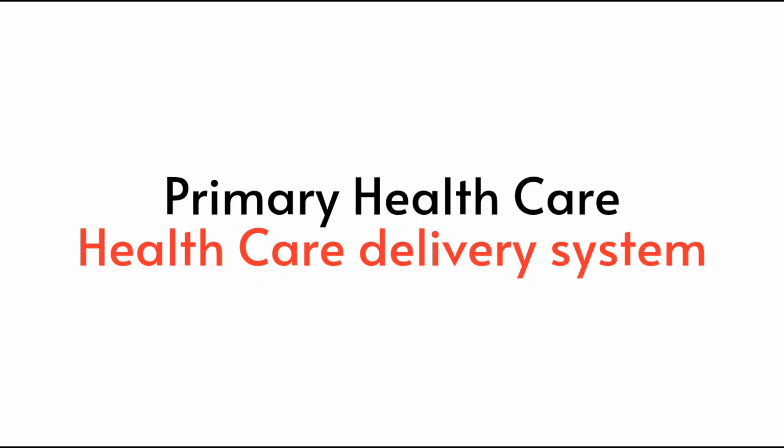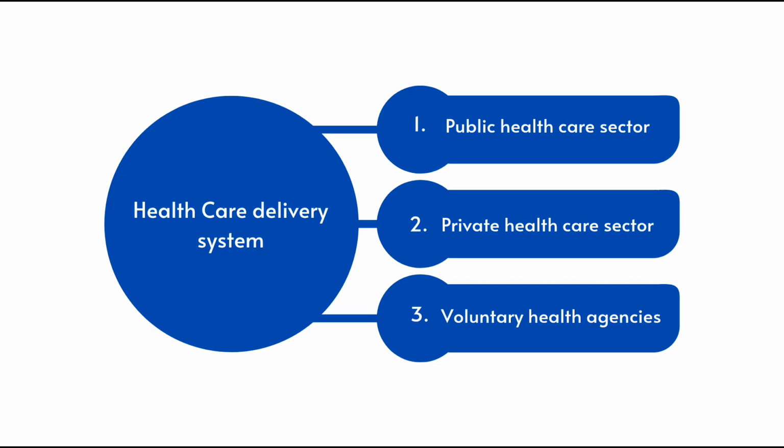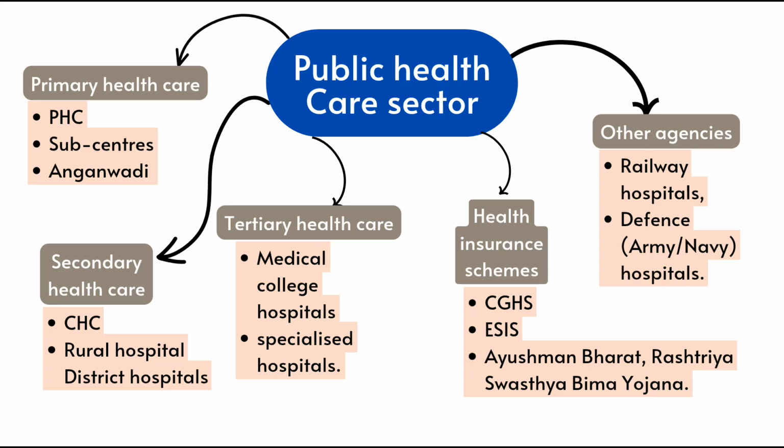Hello friends. So this is lecture number 5 of Healthcare of Community series, and today we are going to learn about healthcare delivery system in India. So let's get started. For patient care, healthcare system is broadly divided into 3 levels. First is public healthcare sector, second is private healthcare sector, and third is voluntary health agencies. So the public healthcare sector in India categorizes different level of healthcare services as primary healthcare, secondary healthcare, tertiary healthcare, health insurance schemes and other agencies.